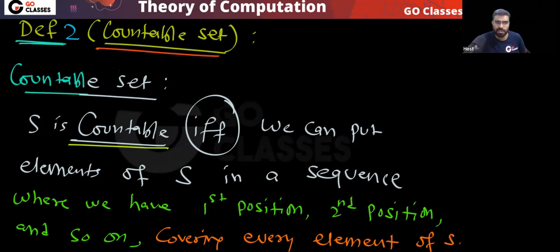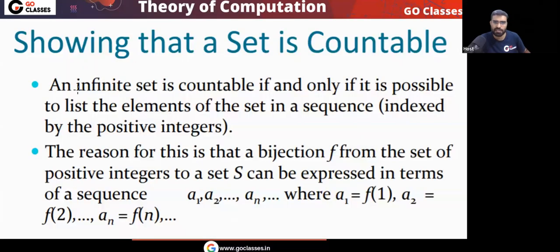Please tell me, did you understand this definition? See, the definition is simple. When can I say S is countable? If you can put the elements in a sequence where you have first position, second position, third position, fourth position, and so on, covering every element of S. This is the definition. Did you understand?